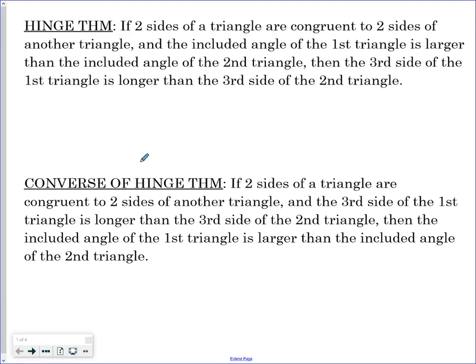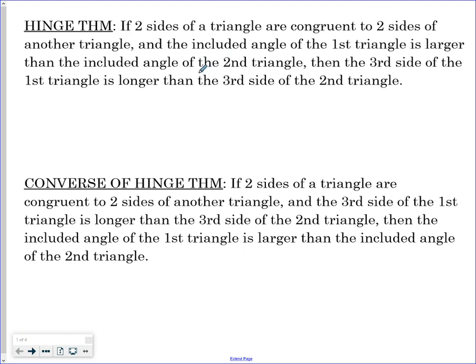We are on 5-6 today. This is inequalities in two triangles. In case you've forgotten, we've already covered inequalities in one triangle. If you remember, the smallest angle is across from the smallest side. The largest angle in one triangle is across from the largest side. We did that in one triangle. It's a pretty easy concept. So today there's two triangles, okay?